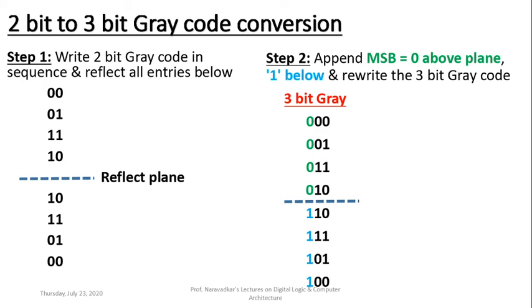Similarly, 4 bit gray code can be converted to 5 bit gray code. So this process is a recursive process, which one can program as a recursive subroutine, and then this conversion can be carried out. So this is all about the codes which are used in digital computer systems.